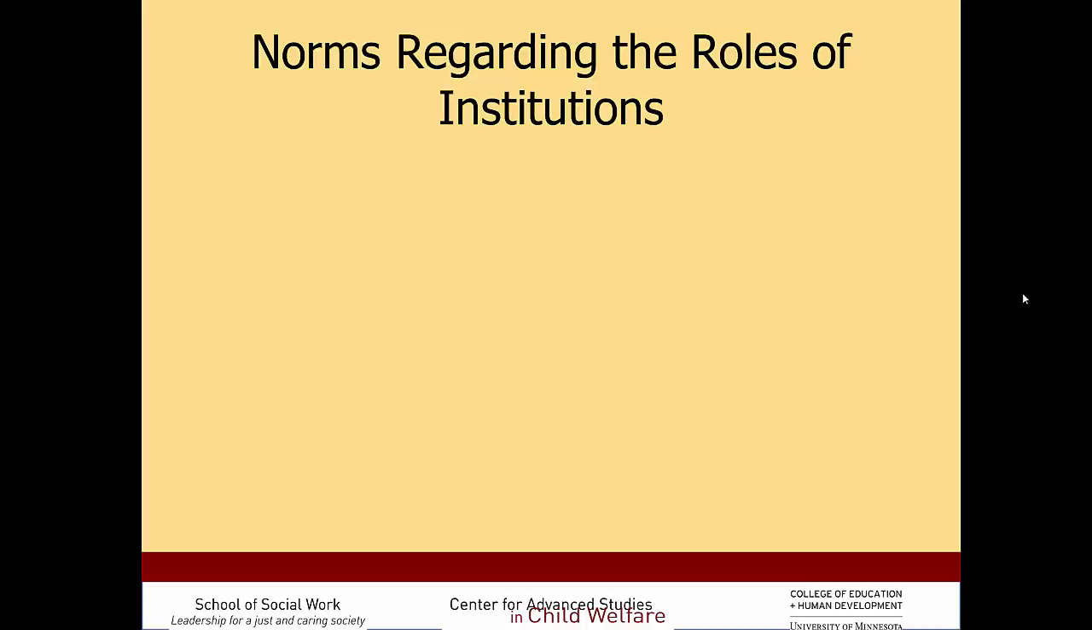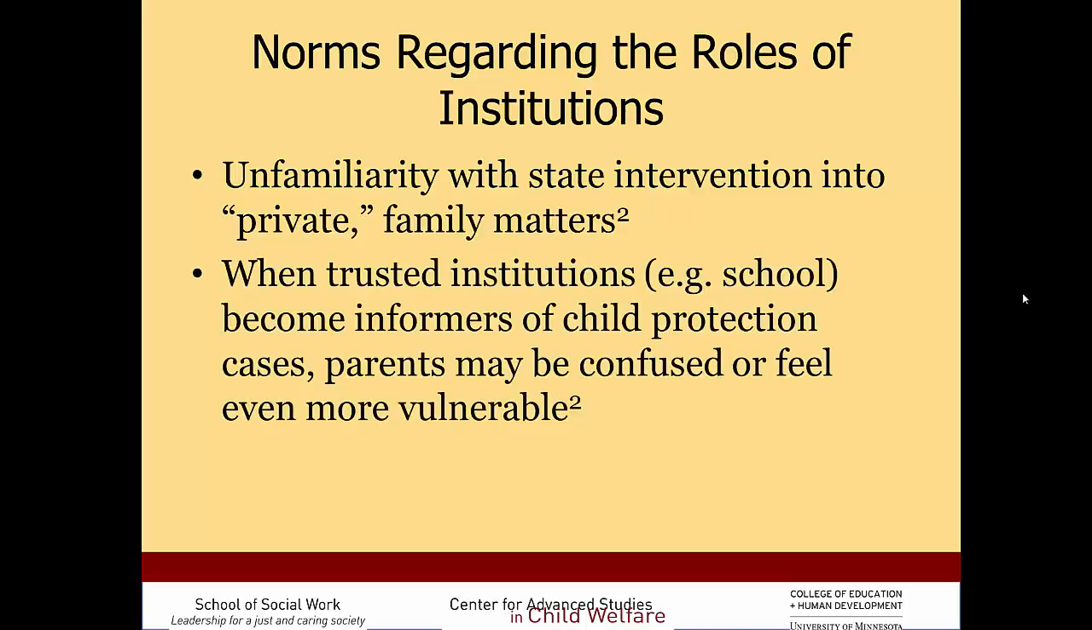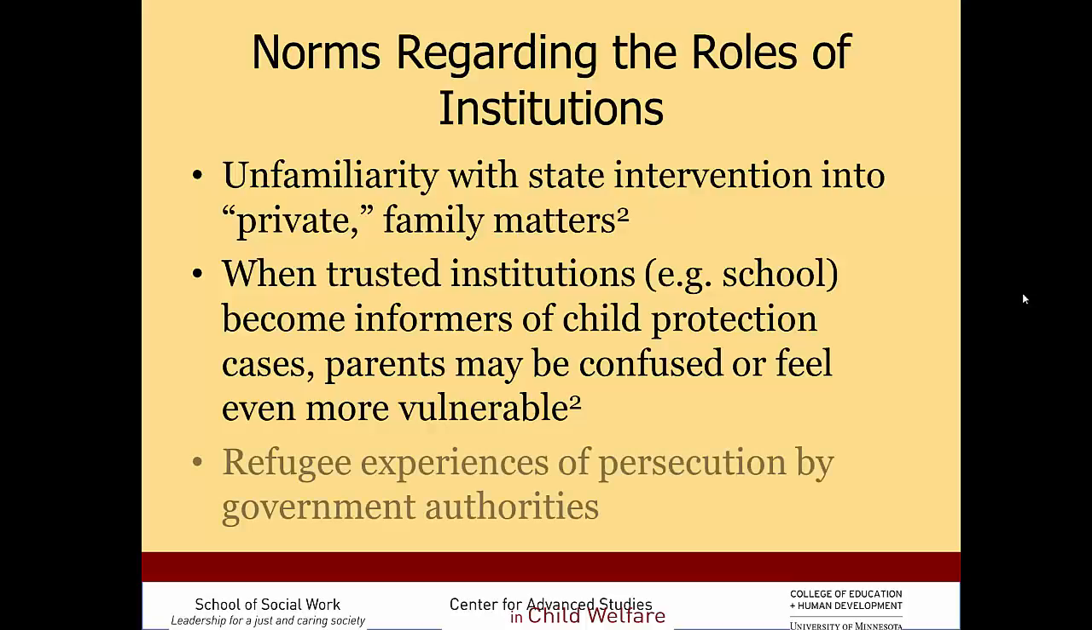Immigrants and refugees may also have different norms regarding the roles of institutions. For example, they may be unfamiliar with state intervention into what they consider private family matters. Second, when trusted institutions, such as a school, become informers of child protection cases, parents may be confused or feel even more vulnerable. Finally, refugees in particular are in the U.S. because they've faced persecution by government authorities. Having fled persecution at the hands of government officials, refugees may perceive state officials as dangerous and respond with fear and distrust.